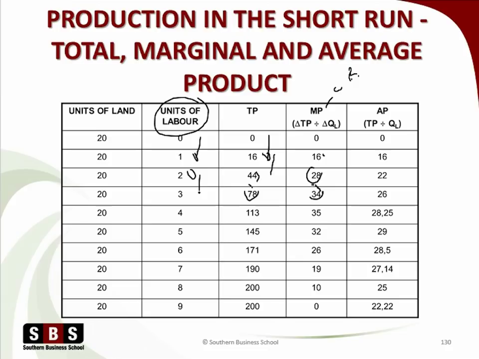And then the average product is the easy one. That's normally just the total divided by the quantity. So people tend to overlook that. It's very simple. So your average is the total divided by the quantity.